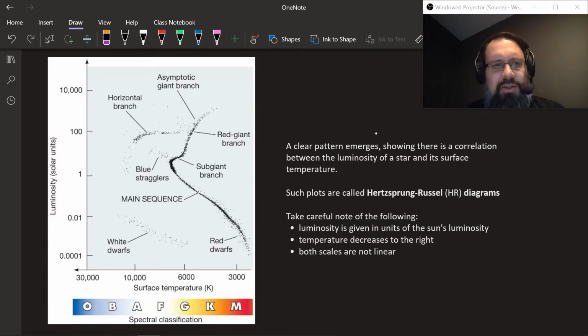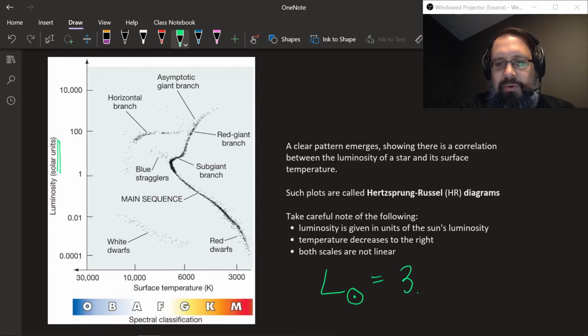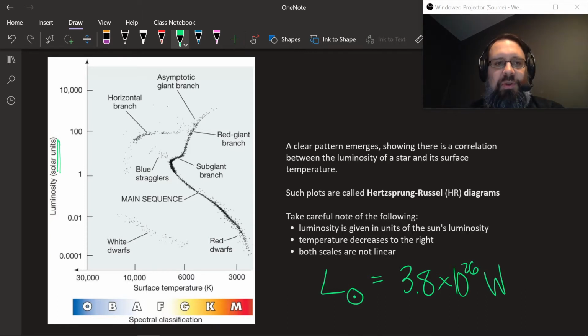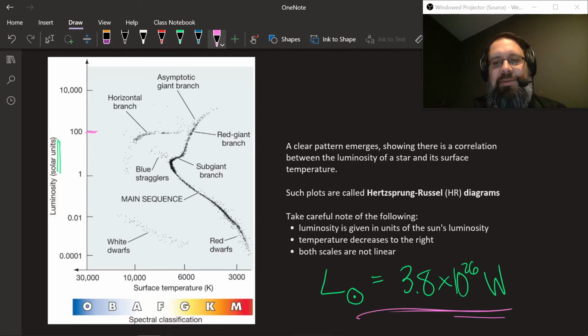Number one, the luminosity is given in terms of solar units, which are the luminosity of the sun. So we call that circle with a dot on it as a subscript the luminosity of the sun. The solar luminosity is 3.8 times 10 to the 26th watts. So if you find a star that's at 100 on this diagram, then it would actually have 100 times the luminosity of the sun.